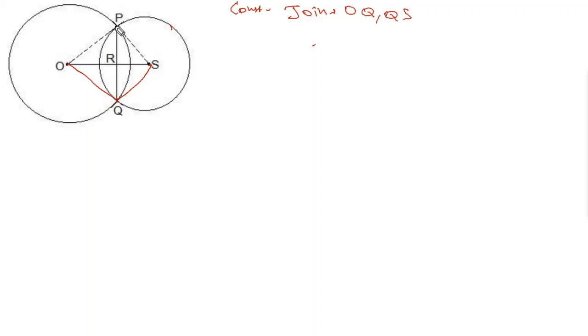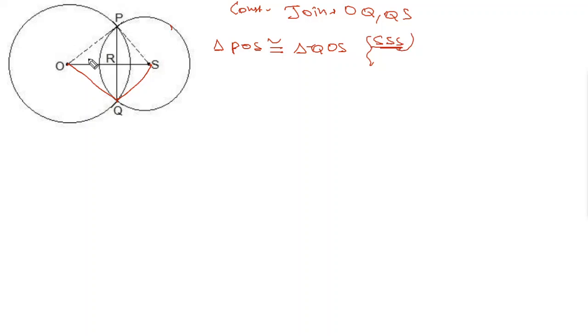Now we will take two triangles. Triangle POS is congruent to triangle QOS. Why? Because you can see OP is equal to OQ, same radii. PS is equal to QS, radii. OS is common. Therefore we can say these two triangles are congruent. The reason is side, side, side. You can give the reasons, which sides are equal.